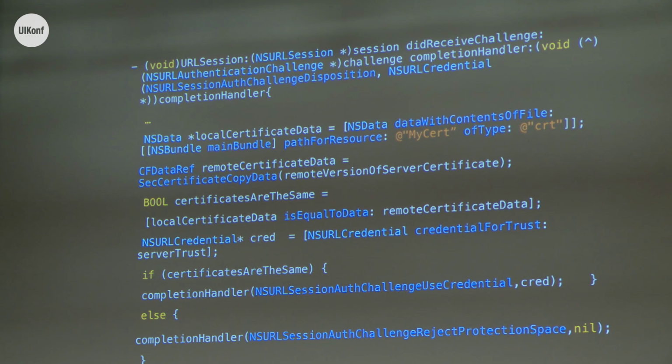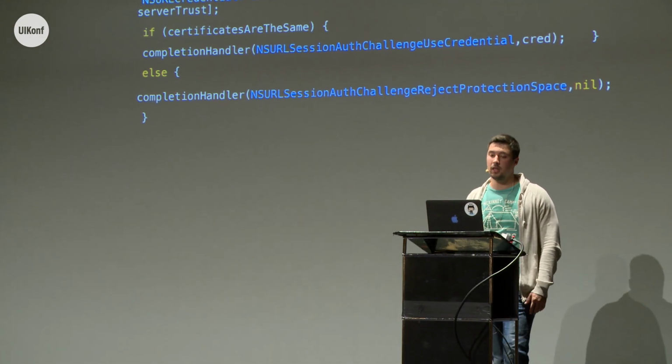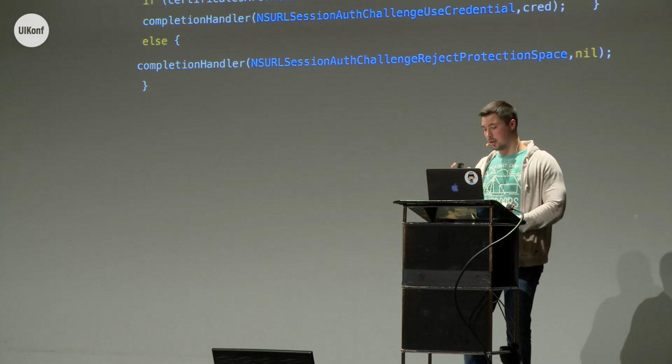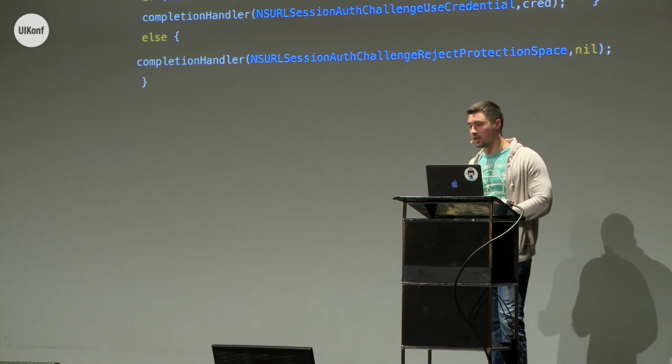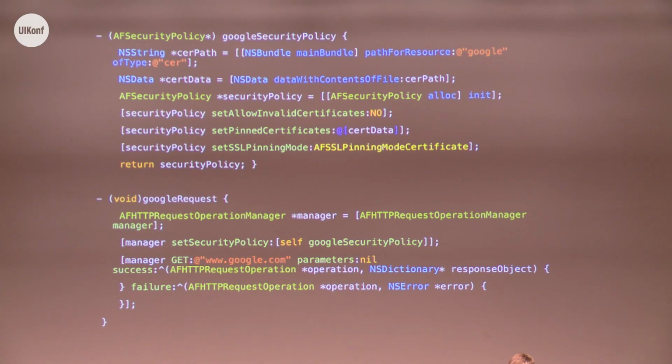So there is an example for URLSession. We should implement URLSession didReceiveChallenge with completionHandler, load our SSL certificate from disk, and compare it with the certificate gathered from the remote server. If they are the same, okay. If not the same, there is a big chance that we are being hacked. For AFNetworking, there is a more elegant solution. All you need is to create an AFSecurityPolicy object, set the array of pinned certificates, and set the SSL pinning mode. After that, just set the security policy on the operation manager, and everything will work out of the box.